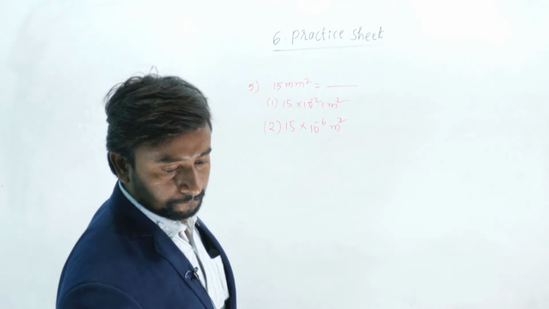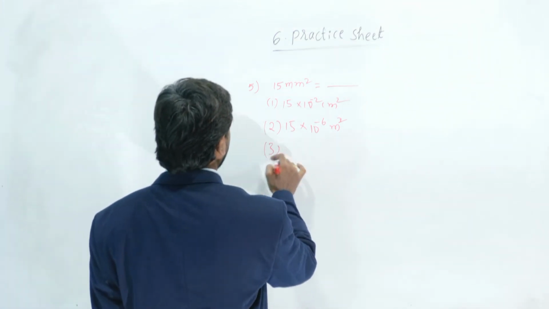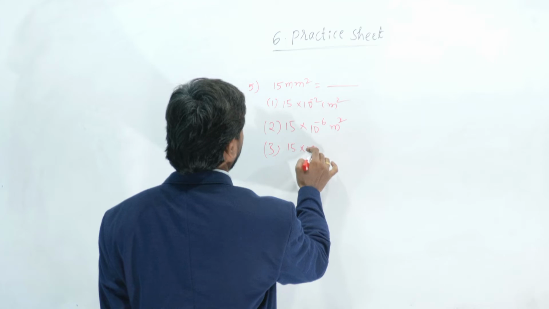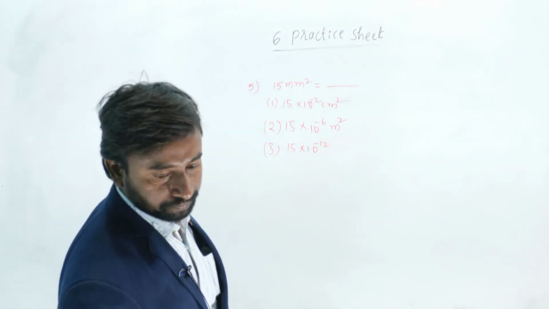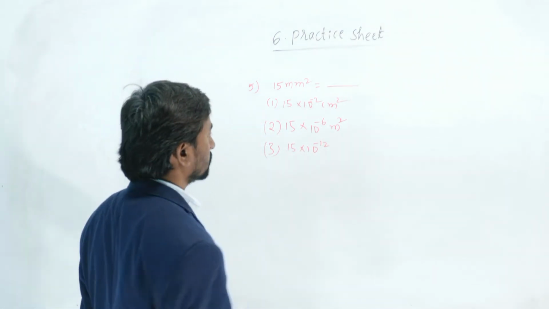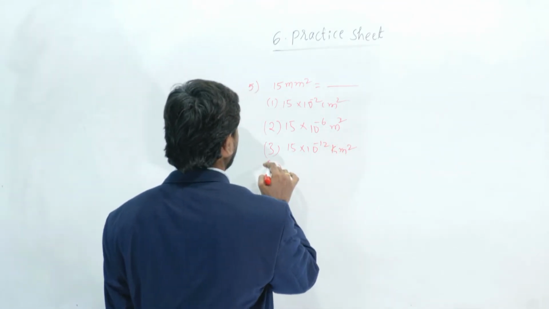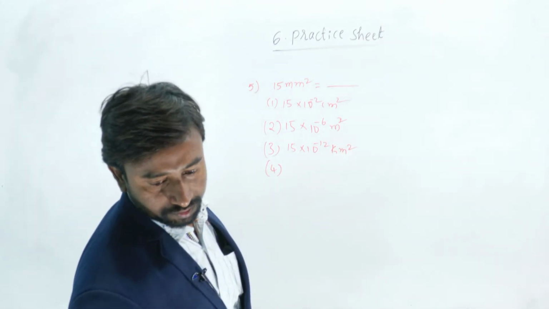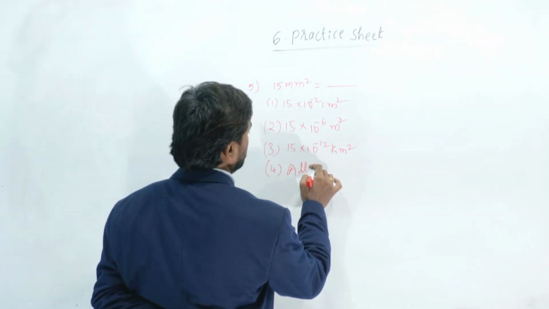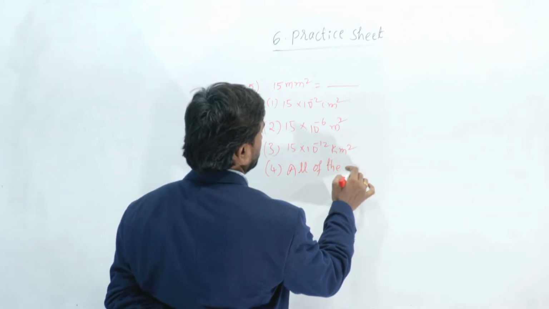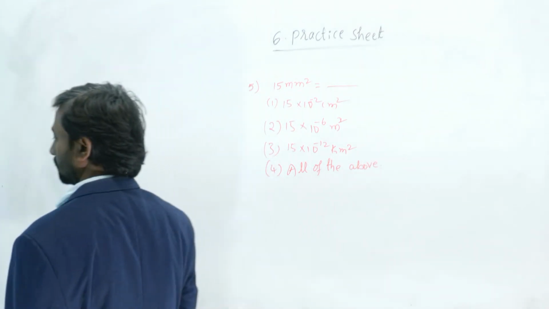Third option is 15 into 10 to the power of minus 12 kilometer square. And the fourth one is all of the above. So that is what is given here.